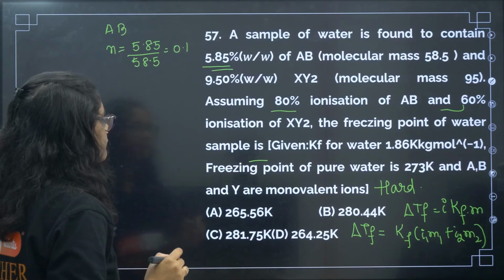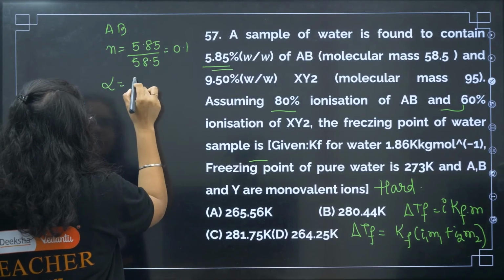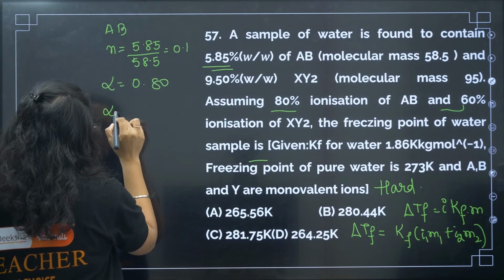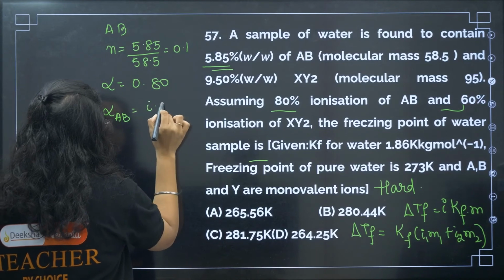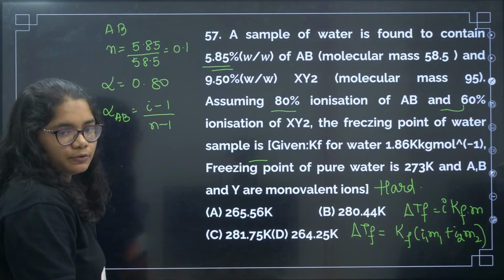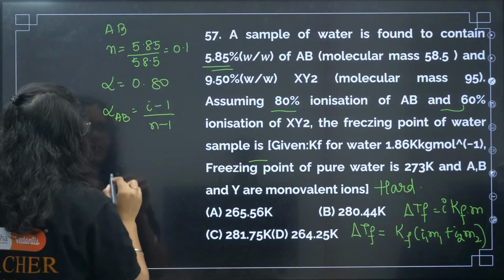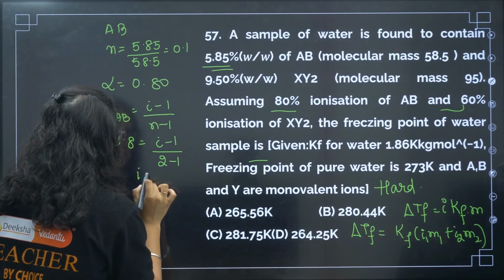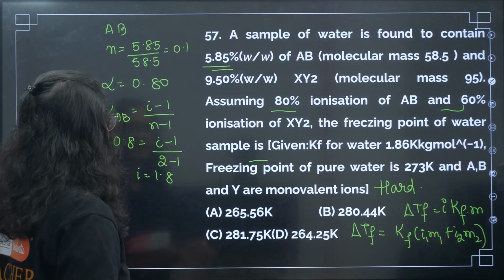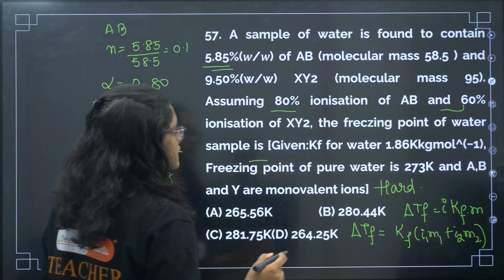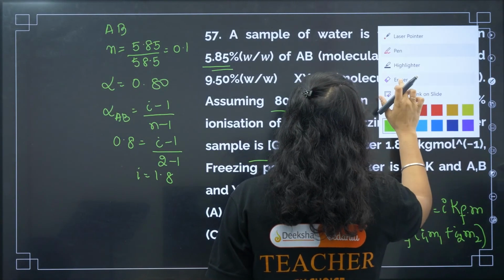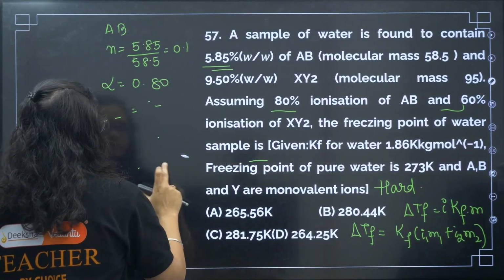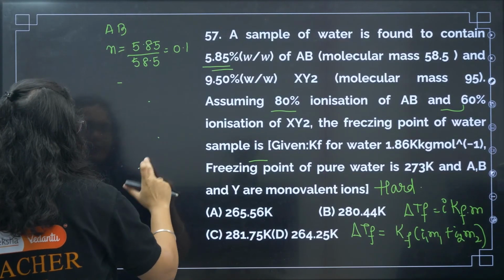Now for this AB, the alpha value given to me is 80%, that is 0.8, so I can calculate the I value. Alpha is equal to I minus 1 by N minus 1 for dissociation, remember this formula. Now if I substitute, alpha is 0.8, N minus 1 is 2 minus 1, so I get I equal to 1.8, okay? Let me note down this data and clear this area for the calculation of XY2. So I got the I value as 1.8.